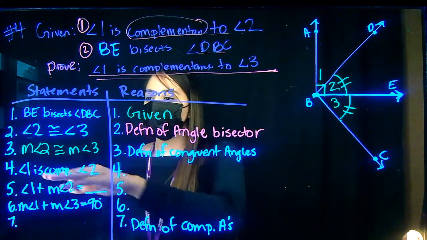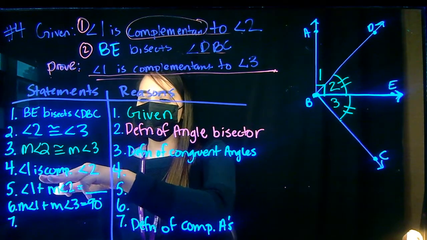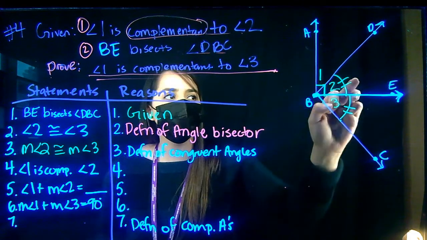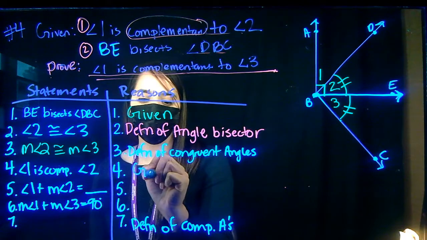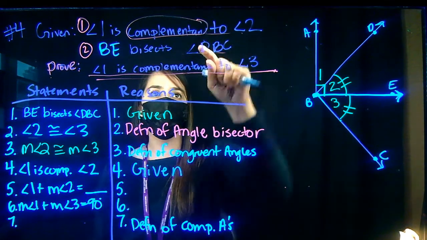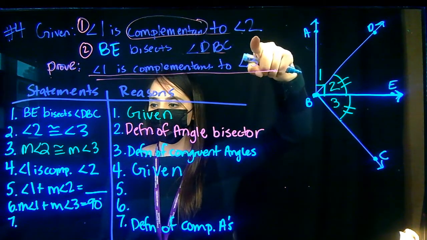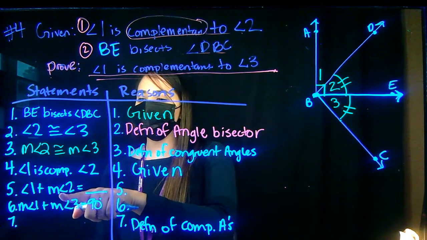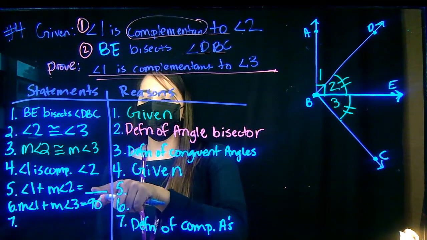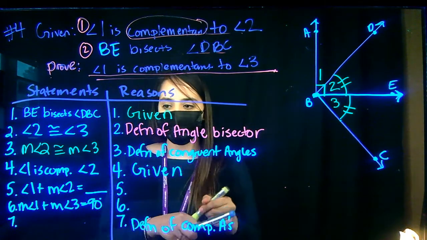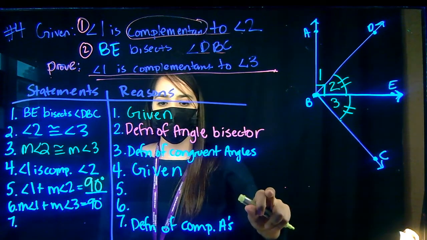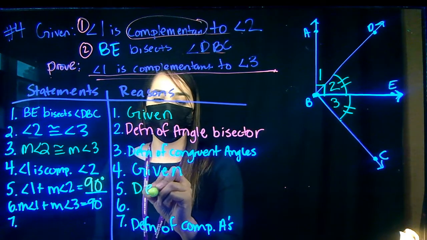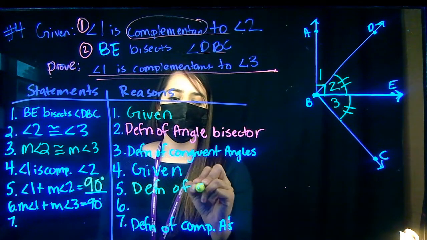Cool. So angle 1 is complementary to angle 2. How do I know that 1 and 2 are complementary to each other? It was given. That's correct. It's at the top. It was given. So now we're using that first fact that they gave us. So if angle 1 plus angle 2 is complementary, what does that equal to? 90 degrees. Cool. And what's that a definition of again? Complementary angles. So you would just say definition of complementary angles.